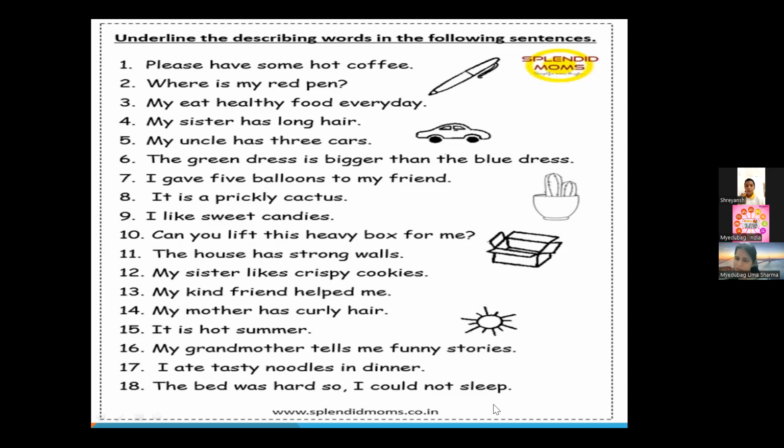Seventh one, balloons. Why balloons? Bache, balloon is again not an adjective. It's a noun. I give five. The numbers are also contained in the adjectives. So it's five.